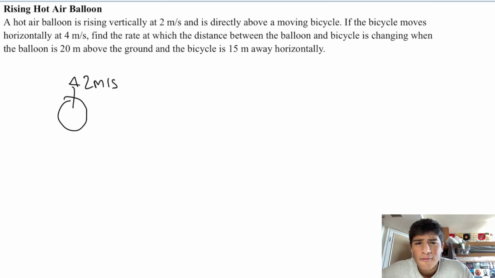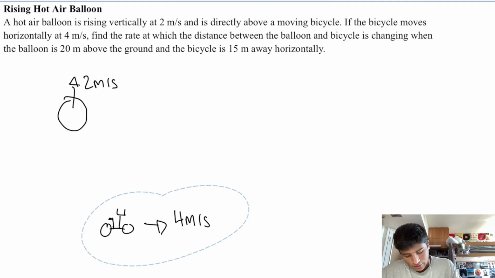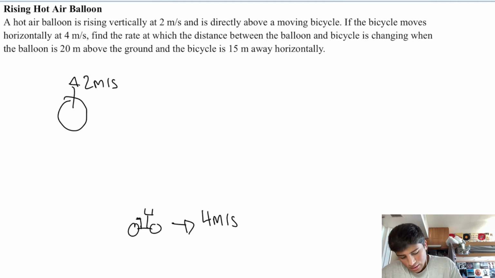And is directly above a moving bicycle. Okay, so this is our bicycle. And that is moving horizontally at 4 meters per second. Find the rate at which the distance between the balloon and bicycle is changing when the balloon is 20 meters above the ground and the bicycle is 15 meters away horizontally. Okay, so this is actually not directly under. I'm going to call this some sort of triangle.